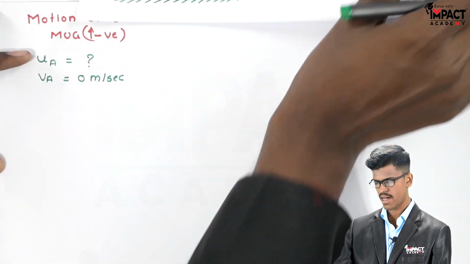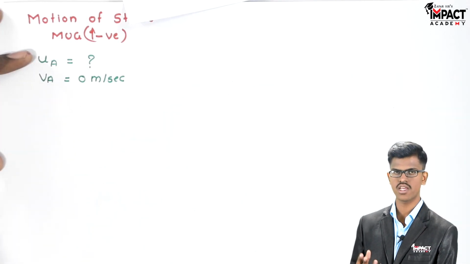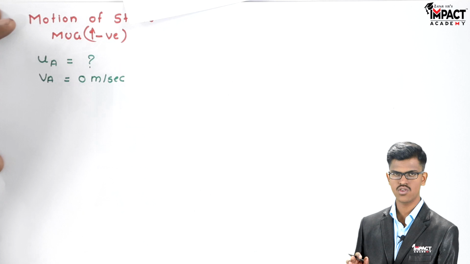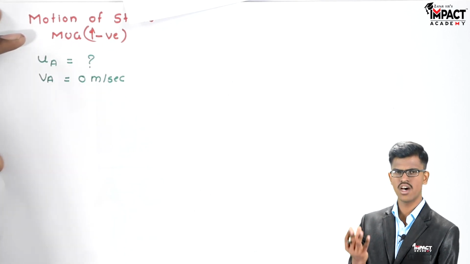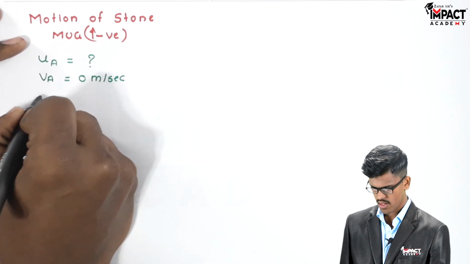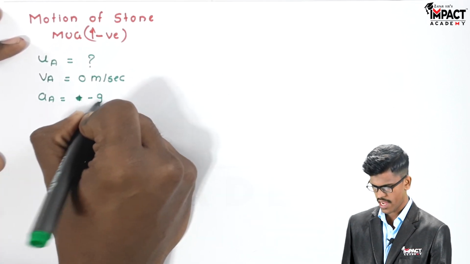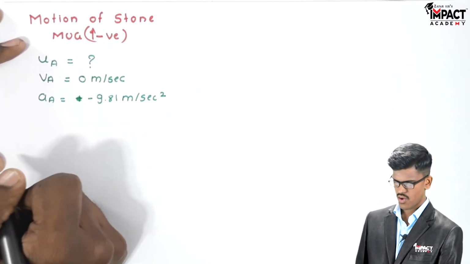At the peak of the path, it is a deceleration motion, and the velocity of the stone goes on decreasing, and at a particular point the final velocity of the stone becomes 0. At that position the stone then moves under gravity and comes to the ground. Here the acceleration of A is negative 9.81 meter per second square.